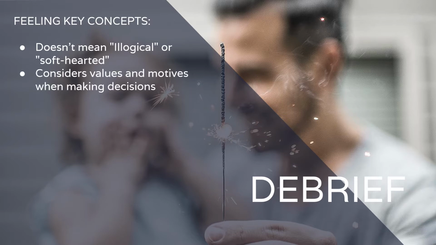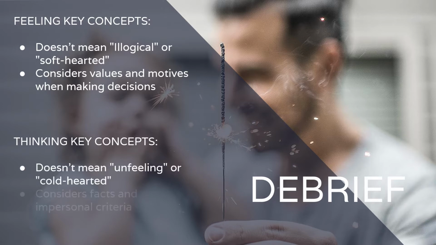You want to reinforce these points with your students. The thinking and feeling function is all about how we make decisions for ourselves. If we were going to boil it down to a word, feeling people go with a value or a motive. Thinking people go with facts and impersonal criteria.